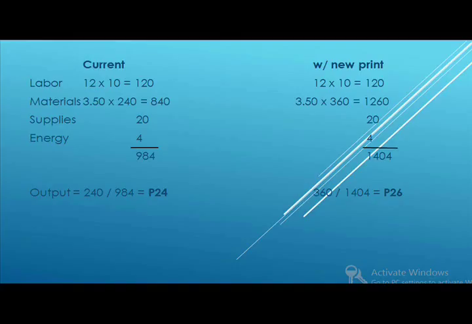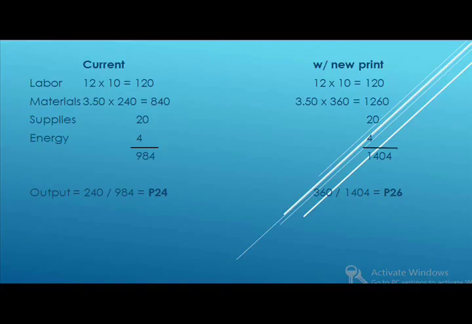After that, we total the labor, material, supplies, and energy, which is 120, 840, 20, and 4 pesos, equal to 984 pesos. To find the productivity, the total dolls produced divided by all costs, which is 240 divided by 984, is equal to 0.24. That will be the productivity.